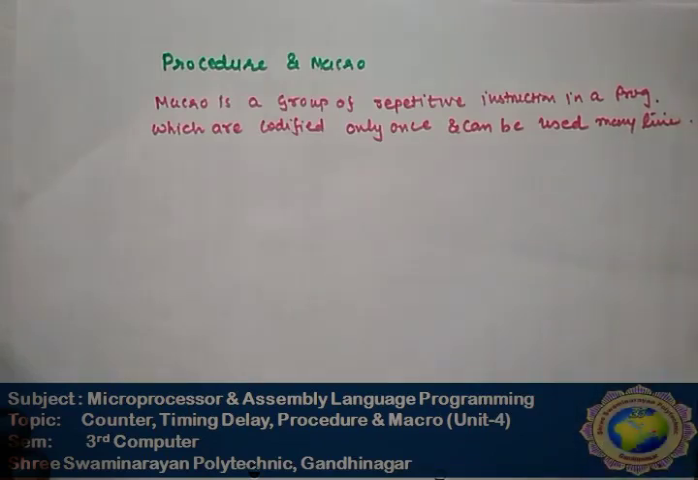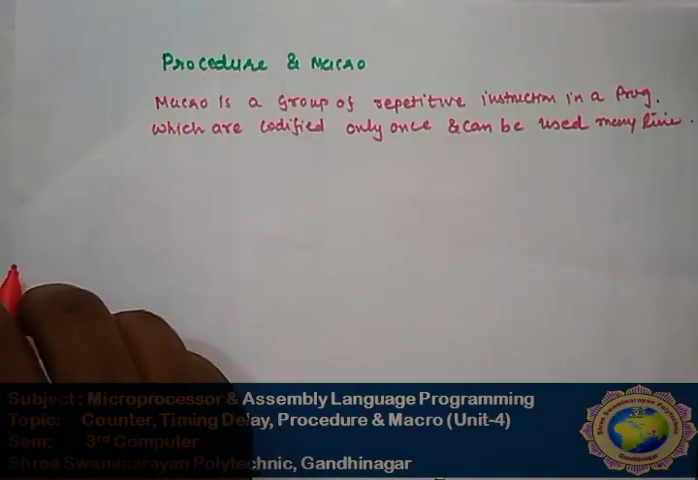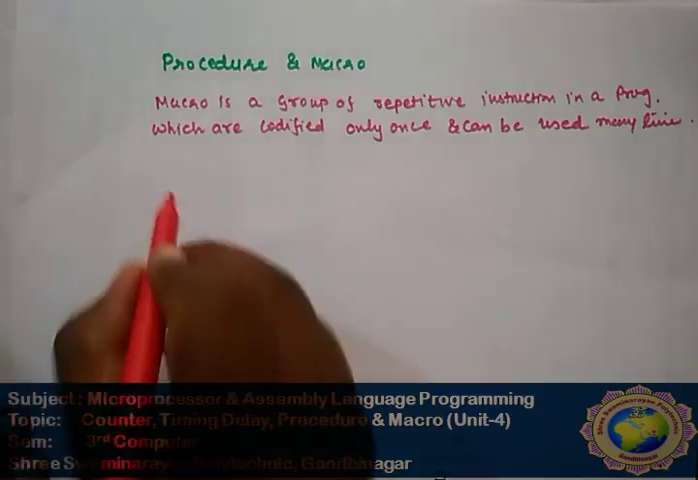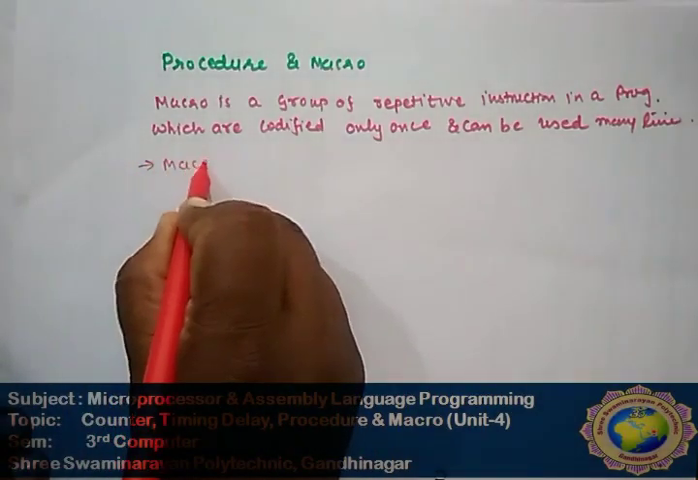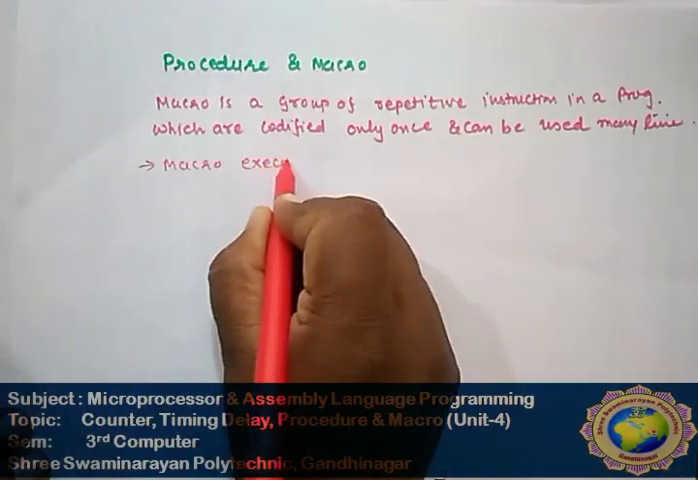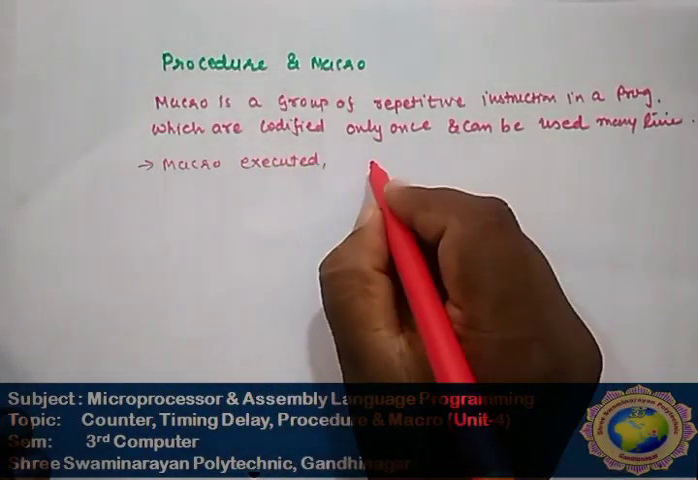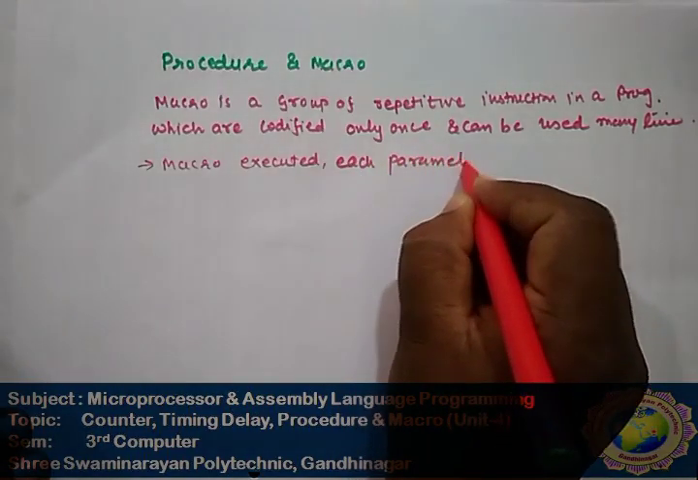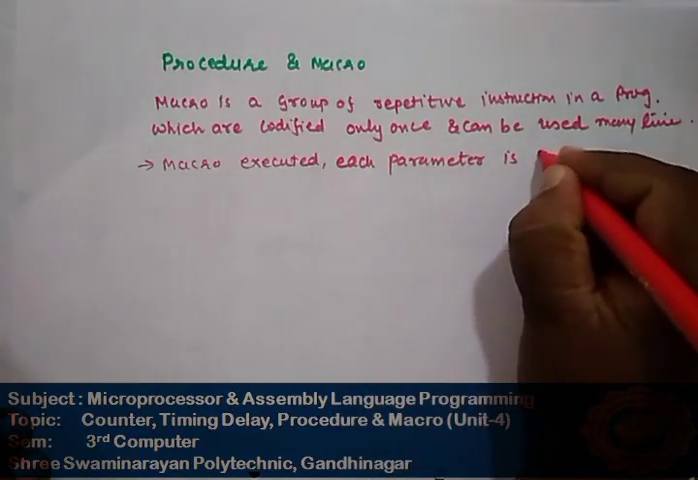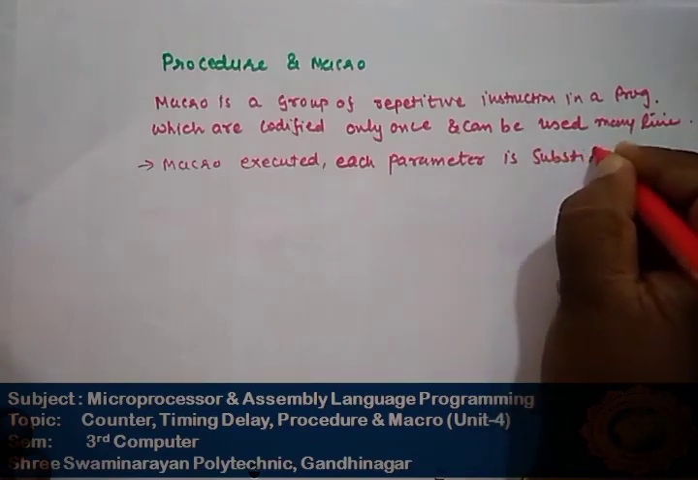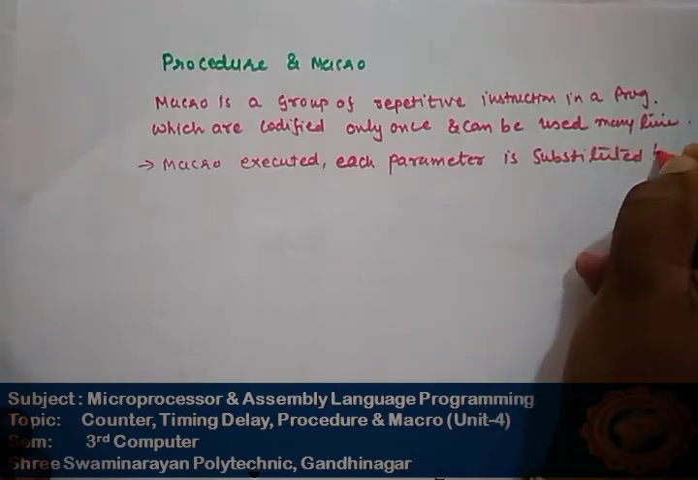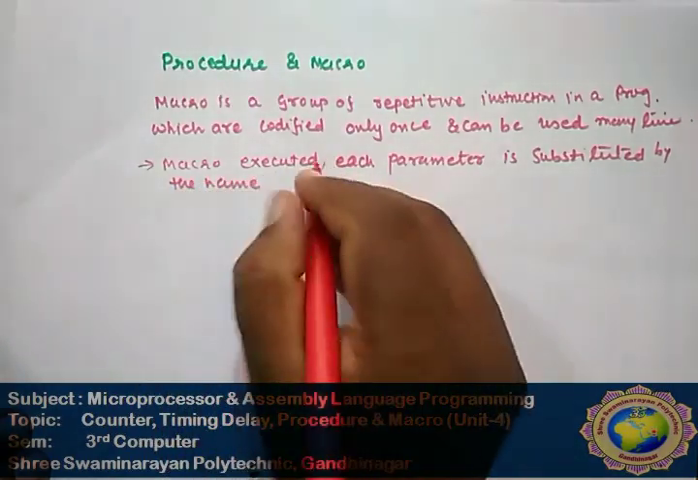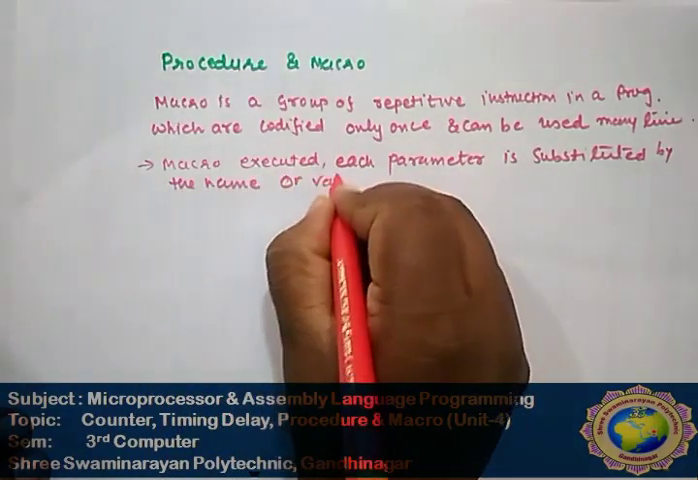At the moment when the macro is executed, each parameter is substituted by the name or value.